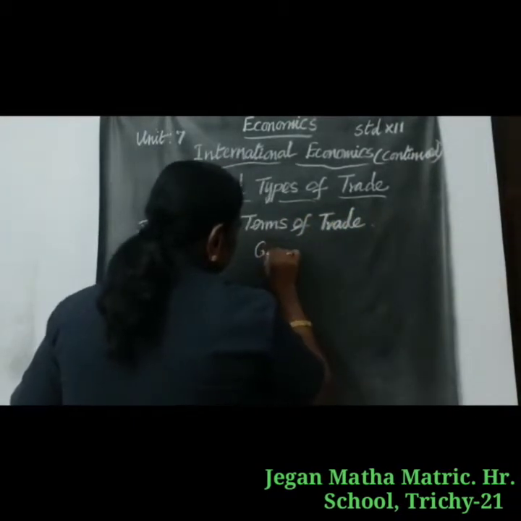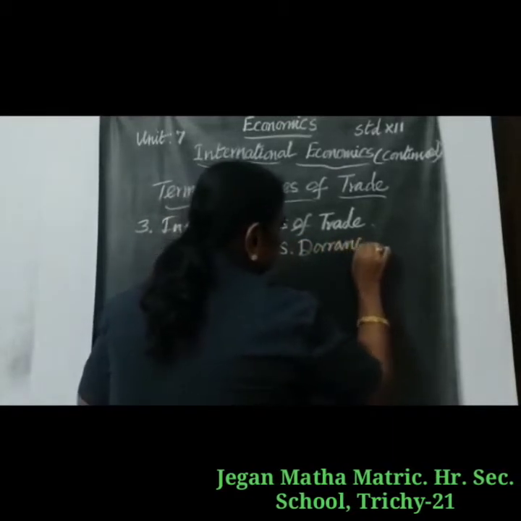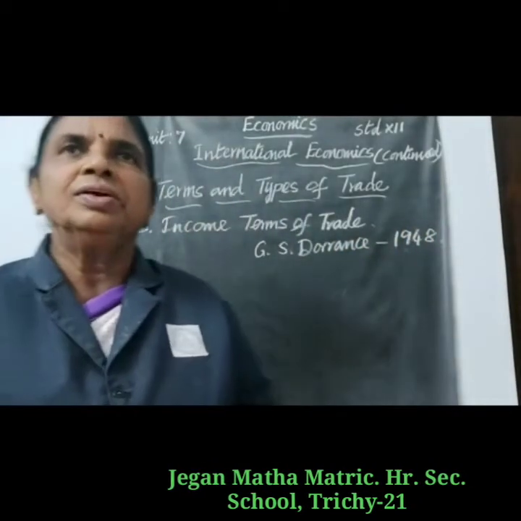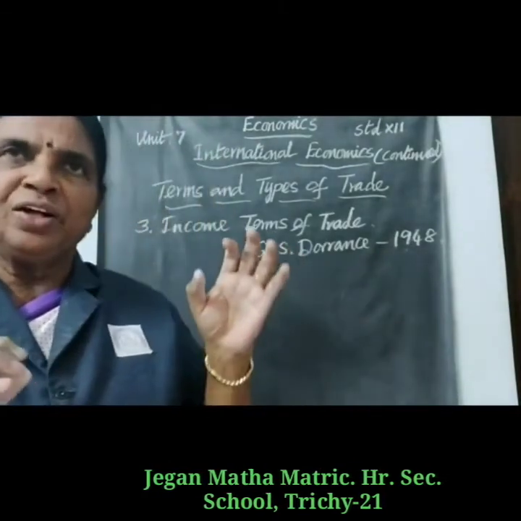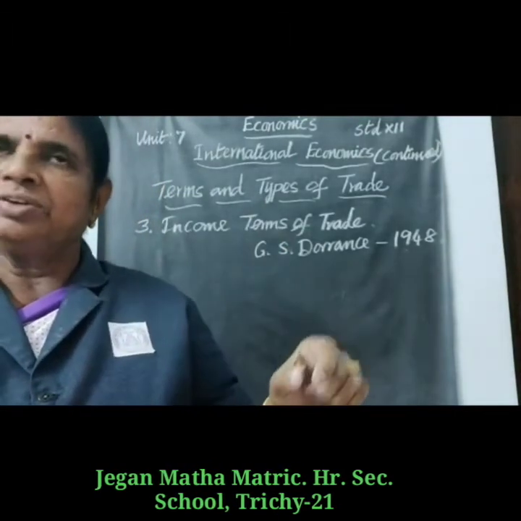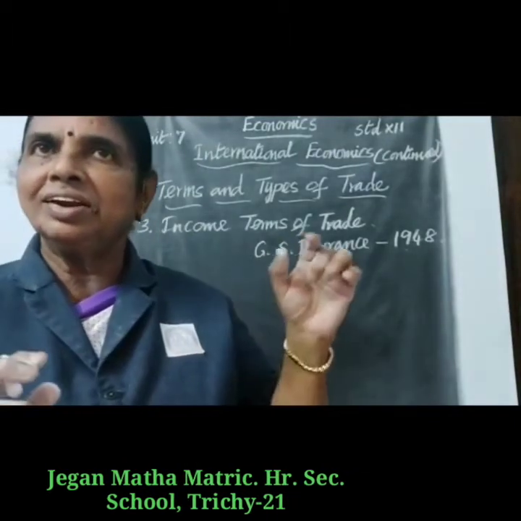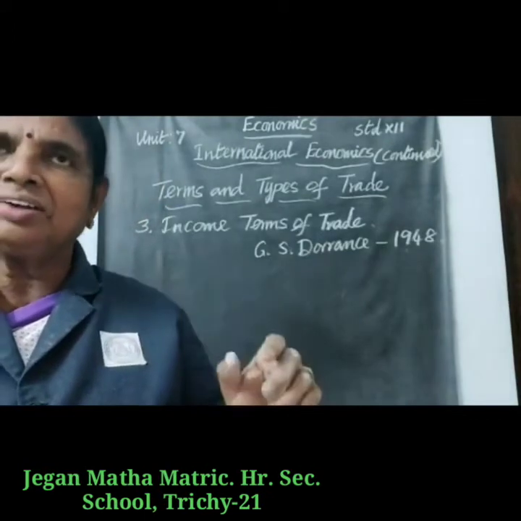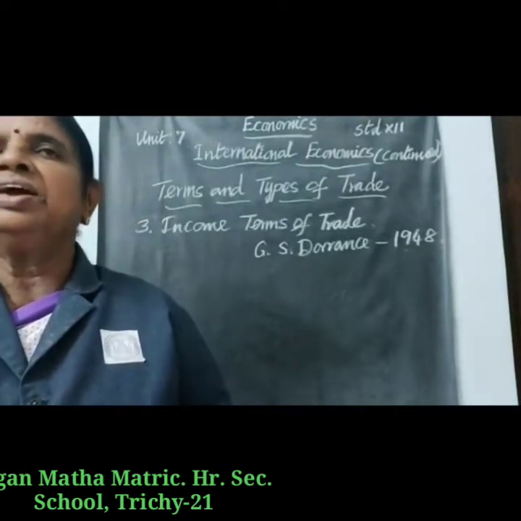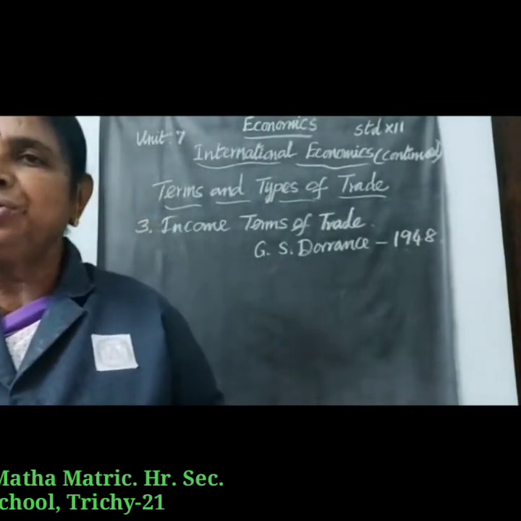Given by G.S. Dorrance in 1948. According to him, it is the index of the value of exports divided by the price index for imports, multiplied by the quantity index of exports. So it is the net barter terms of trade of a country multiplied by its exports volume index. T1 equal to Px divided by Pm into Qx.